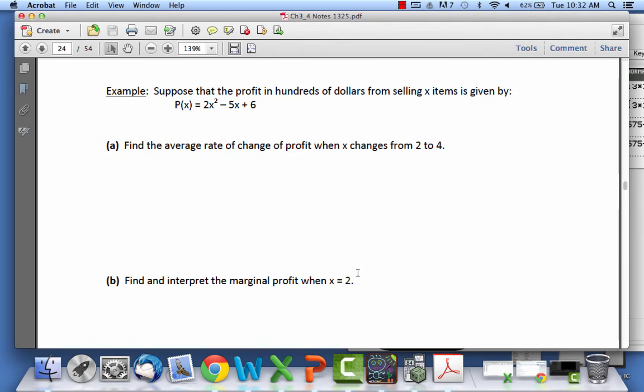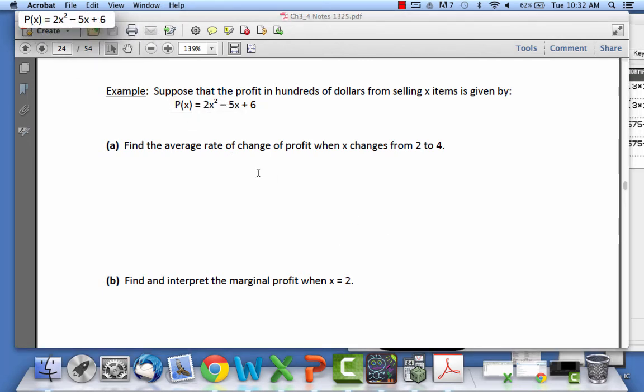So the profit in hundreds of dollars from selling x items is given by 2x squared minus 5x plus 6. And we want the average rate of change going from 2 to 4. So this is not producing the next item. This is what's the average profit per item for the third and fourth items. So this is a little bit different question. We will probably be a little bit more wrong because of that. But then we're going to find the marginal profit at 2 as well.